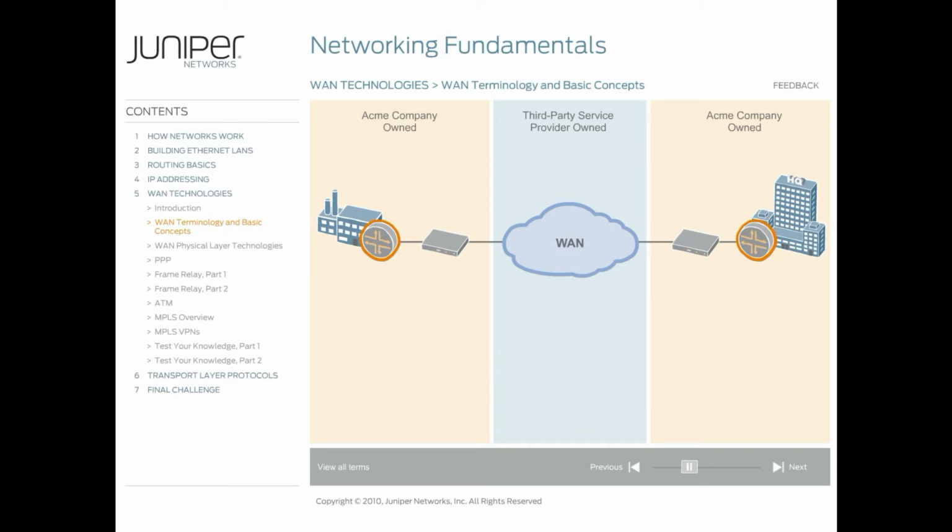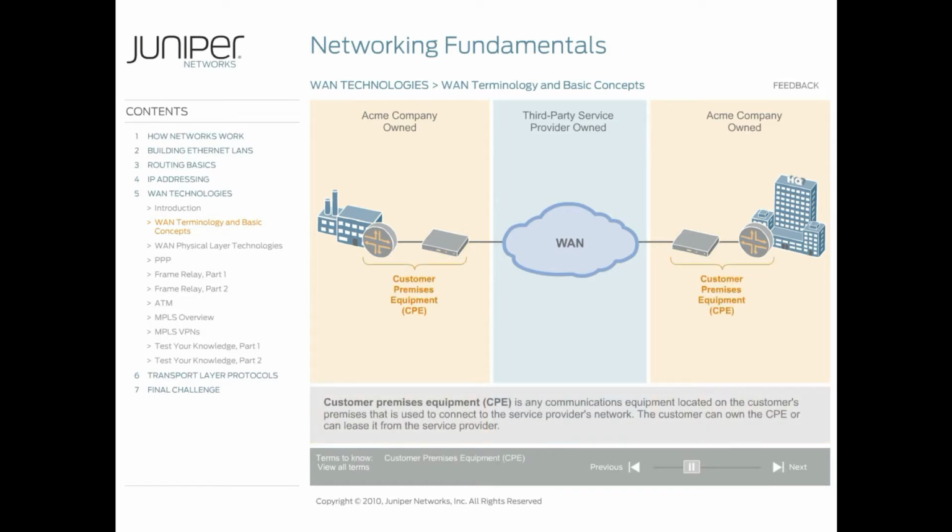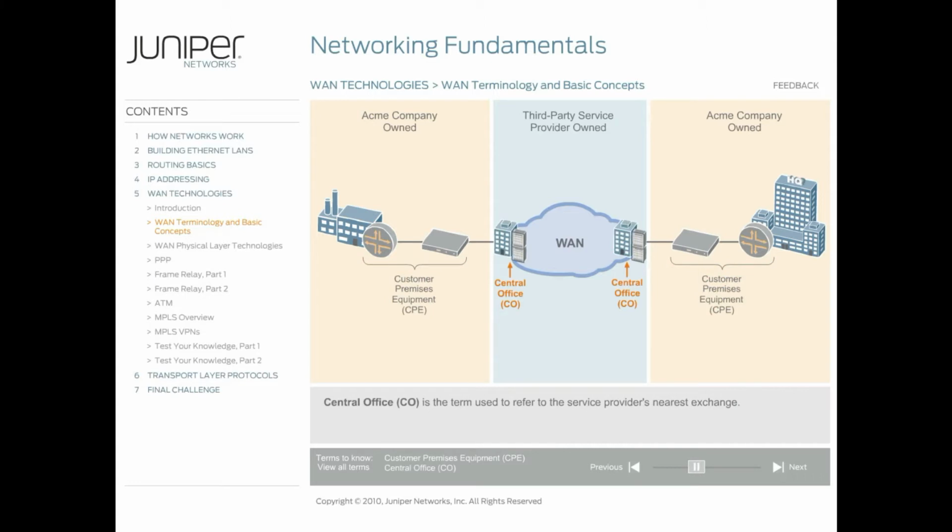But to make this connection, Acme will also need to install additional equipment to connect its router to the service provider's network. Customer premises equipment, or CPE, is any communications equipment located on the customer's premises that is used to connect to the service provider's network. The customer can own the CPE or can lease it from the service provider. Acme uses its CPE to connect to the service provider's nearest exchange, or central office, often called a CO. A copper or fiber cable connects the CPE to the nearest CO. This cabling is often called the local loop, or last mile.